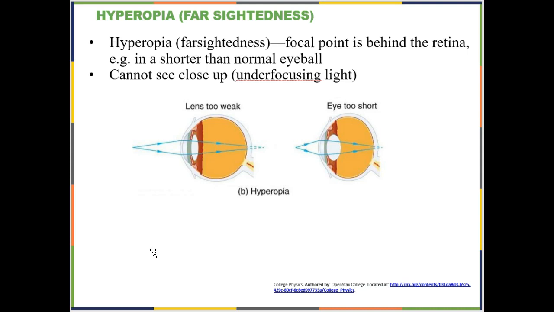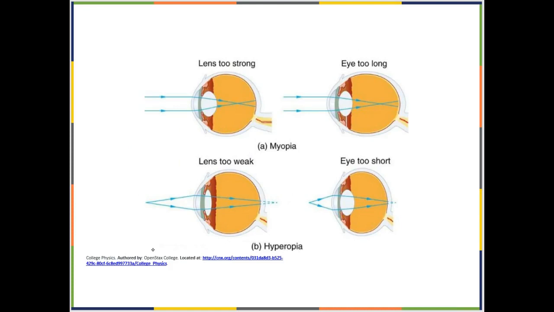Hyperopia, this is if you are farsighted. So you can see things that are far but not close up. This is because you're not properly accommodating, so you're under-focusing the light, and the light rays are still divergent at the point when they hit your retina, and the focal point is actually behind your retina. This I should just delete. It's the same picture.